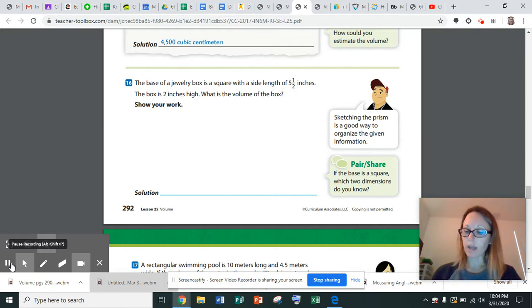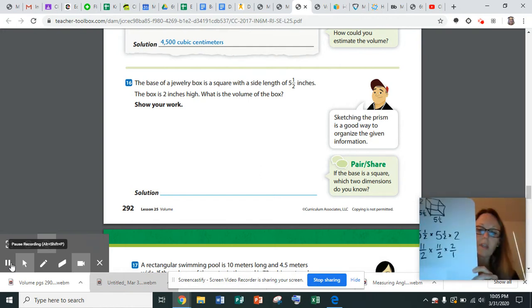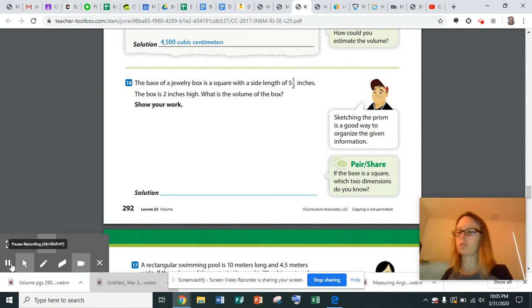So if you remember correctly, I told you that to change a mixed number into an improper fraction, you multiply the denominator by the whole number. So 2 times 5 is 10, plus 1 more is 11 over 2, because you do not change the denominator. So then you would have 11 over 2 times 11 over 2 times 2 over 1, because 2 is a whole number. So we multiply all the numbers straight across.